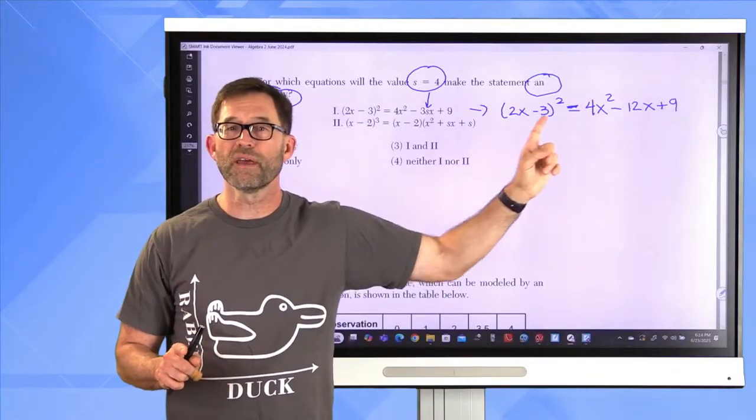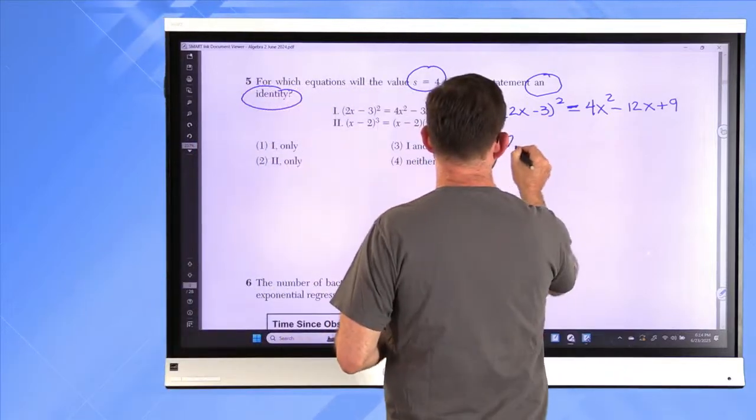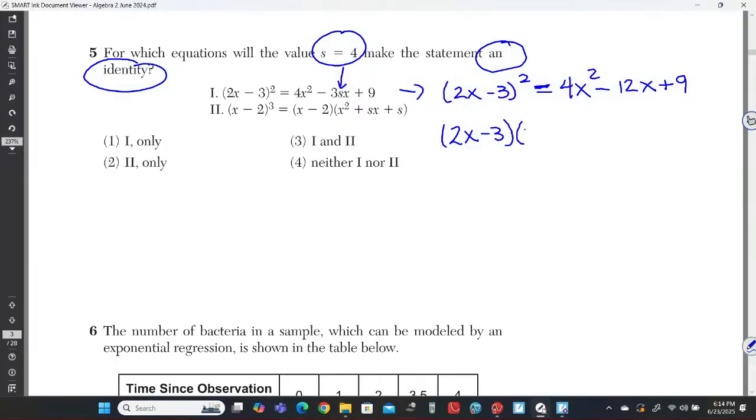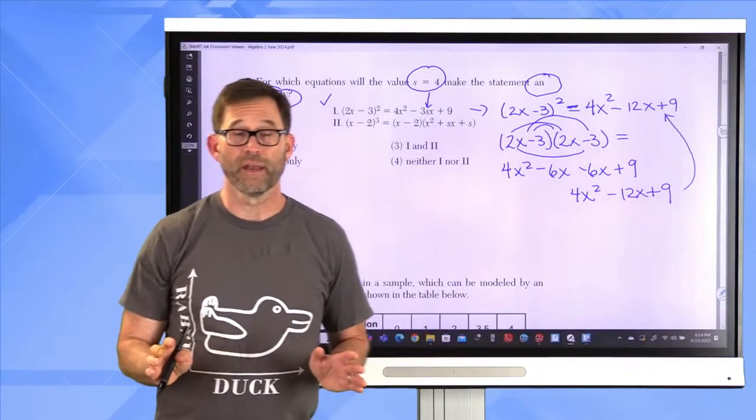So what I'm going to do is take 2x minus 3 and just square it. So I'm going to do 2x minus 3 times 2x minus 3. And when I do that using FOIL or whatever, I get 4x squared, and then negative 6x, and negative 6x, and then positive 9. So that's 4x squared minus 12x plus 9. And that is, in fact, what that one is. So 1 is most certainly an identity.